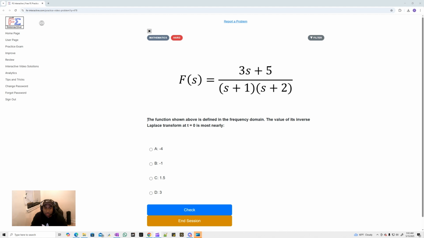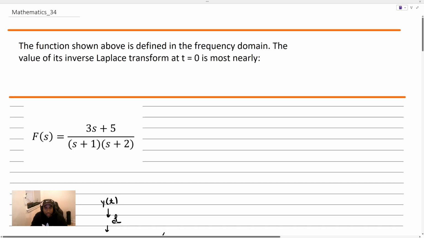It says the function shown above is defined in the frequency domain. The value of its inverse Laplace transform at t equal to 0 is most nearly. Okay, so I transfer this to a clean sheet of paper here.